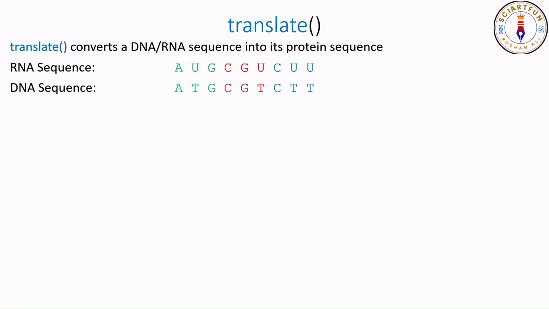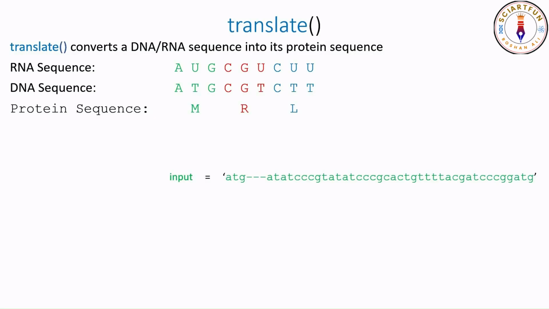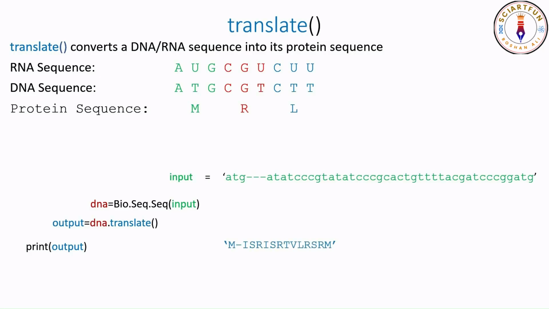It takes either RNA or DNA sequence as its input. Suppose this is our input sequence. After going through the steps, you will get this output, which is a protein sequence. Here is the direct method.